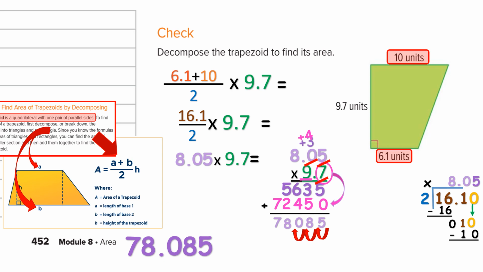So I have 78.085, or 78 and 85 thousandths. When I look at my label, I can see that my label is units in this particular problem, so I simply put units squared as my label for my area. Is that making sense? I hope so.